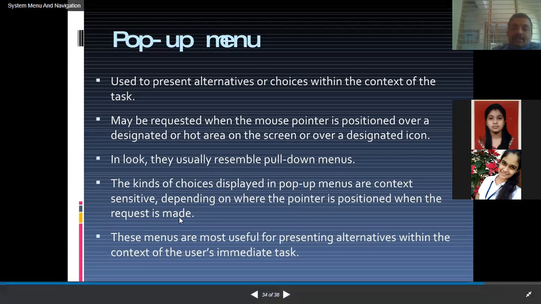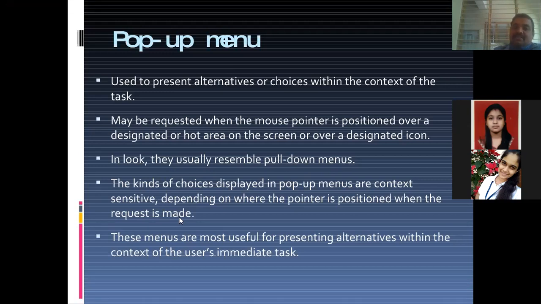The kind of choice displayed in a pop-up menu is context sensitive, which means that based on the context, the operation is possible. Sometimes you will not select the text, you will not do Control C, or you will not press Control C. At that time Control V, the pull down or pop-up menu, will not work. So that is what the meaning is here.